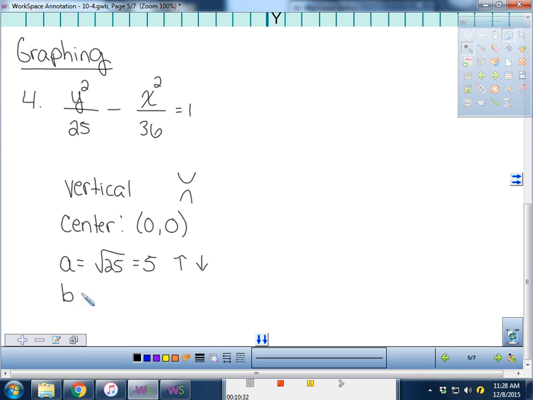B is going to be the square root of the other number, the one at the back, so the square root of 36, which is 6. And since it's underneath the x, that means we will move left 6 and right 6.